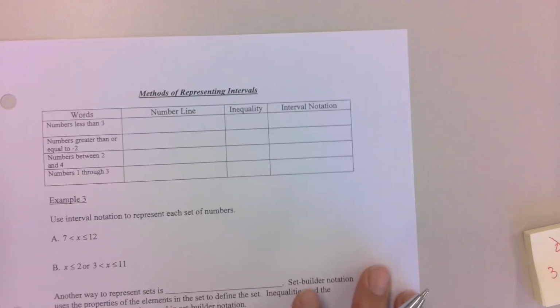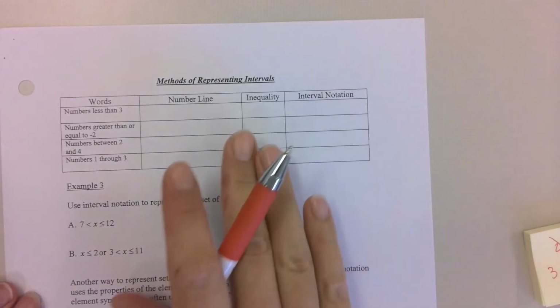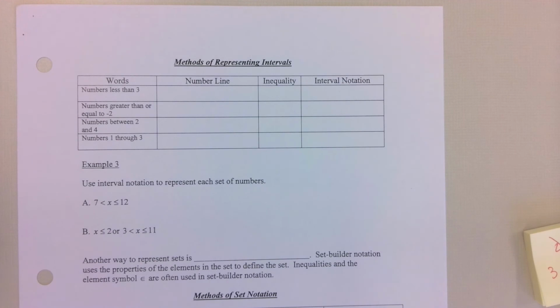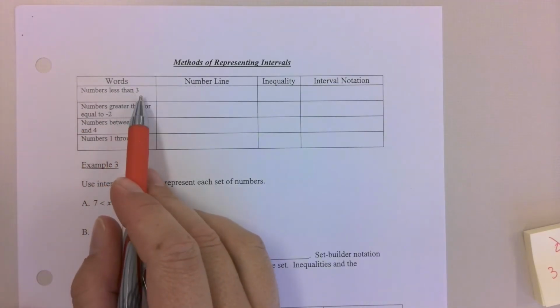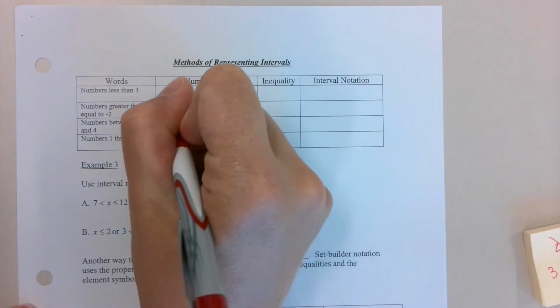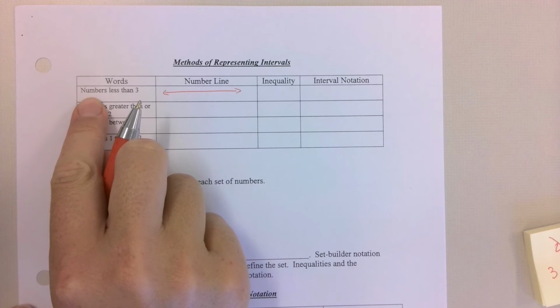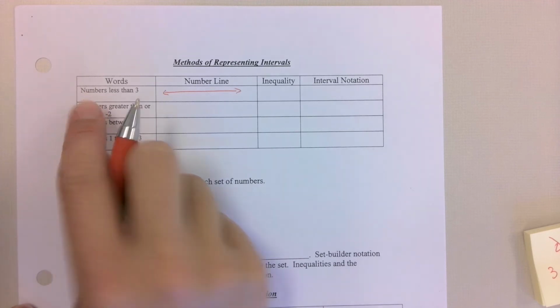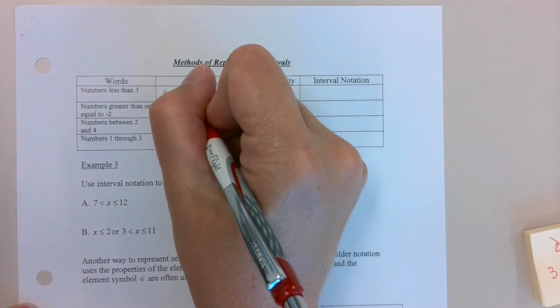So let's go ahead and take some time and practice this. So we have methods of representing intervals. And so we're going to take some time and talk about this. In words, numbers less than 3. Okay, let's think about that on a number line. Numbers less than 3. And I want to point out that it says numbers. That means any real number. Rational, irrational, infinite numbers.